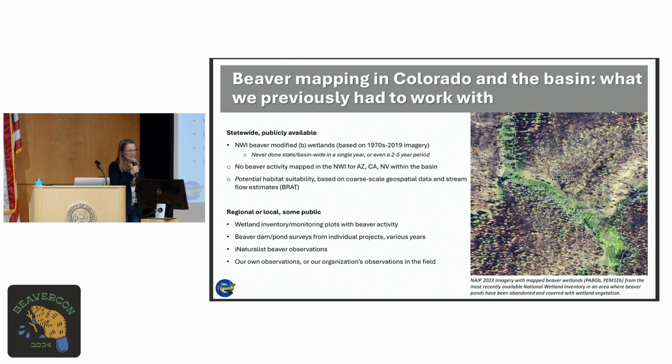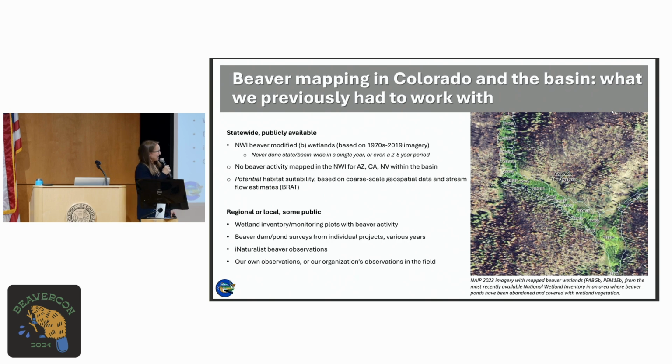So just as an example of what we previously had to work with, the National Wetland Inventory is one of the most comprehensive wetland data sets in the world, really. But again, it's a lot of work to do mapping like that, and a lot of it's pretty old. We've never had a beaver map, even for the state of Colorado, even within a 2 to 5 year period.